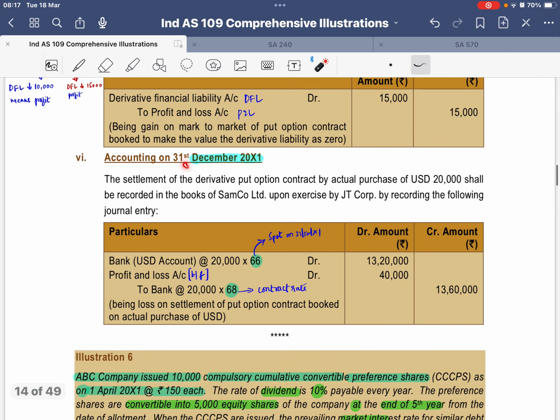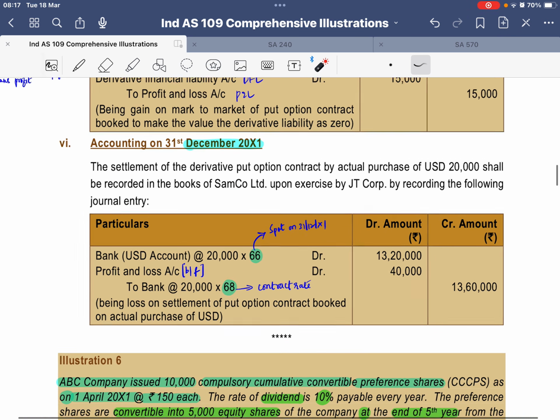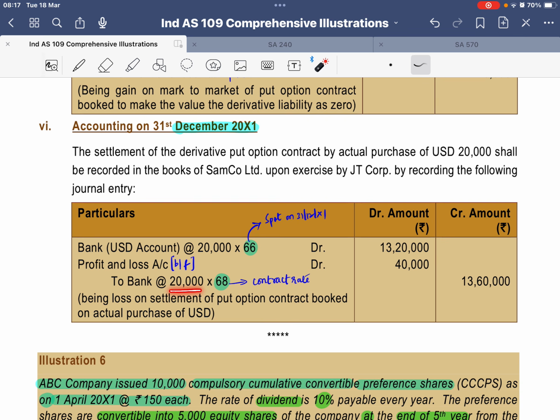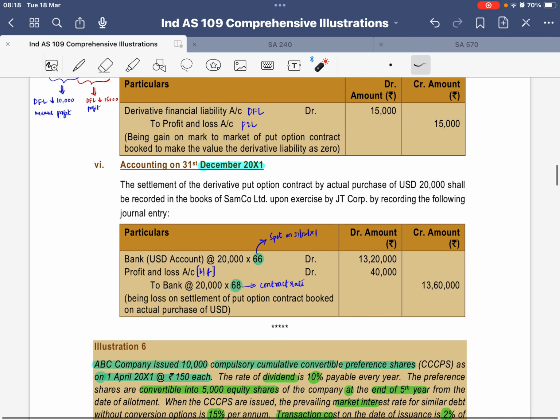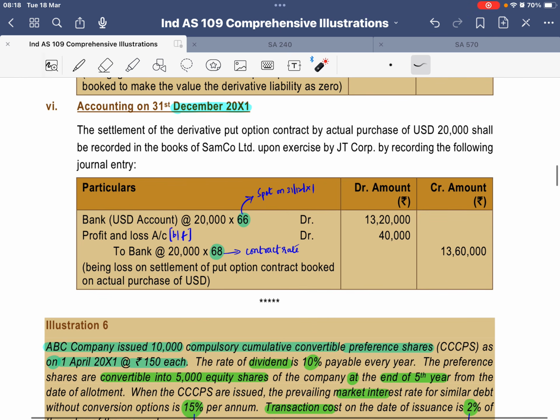On 31st December 20x1, the settlement date. To bank 20,000 into 68, the contract rate. Bank account debit 20,000 into 66. This is the spot rate. The balance goes to P&L account, and then to bank account.